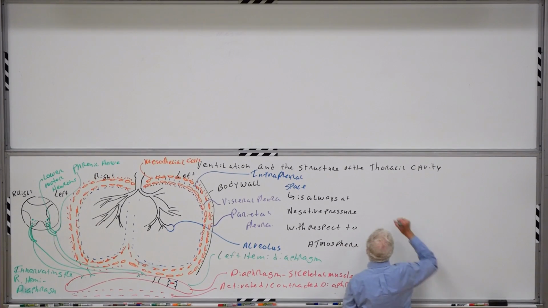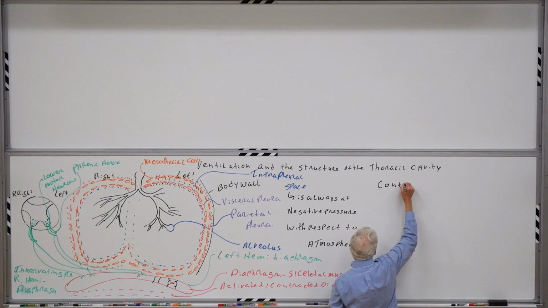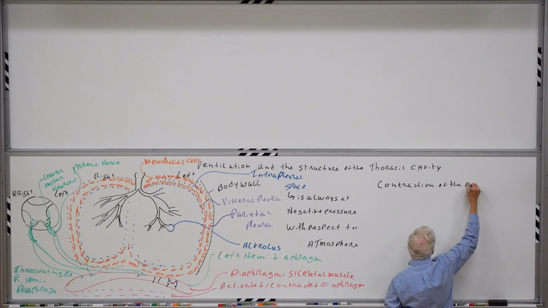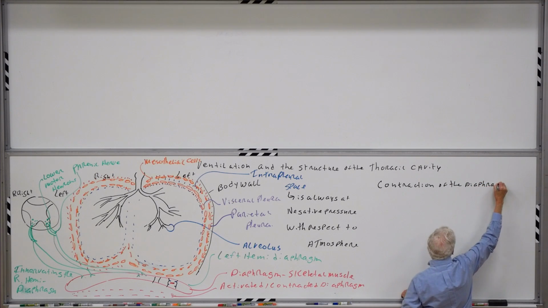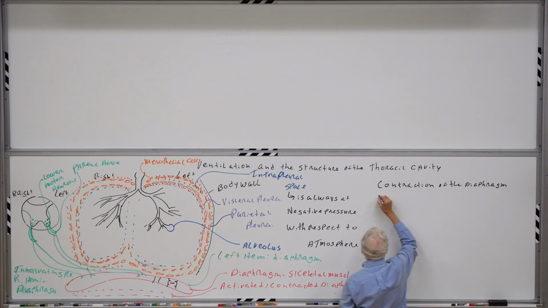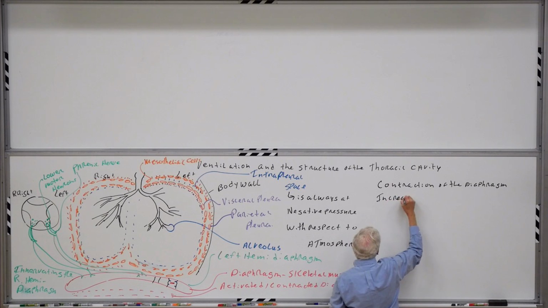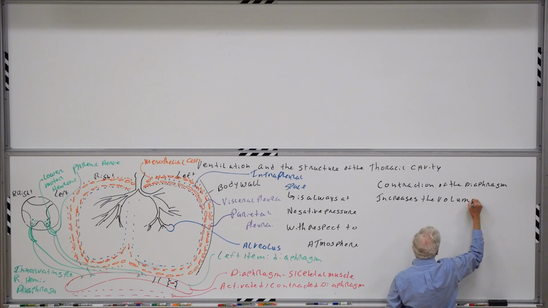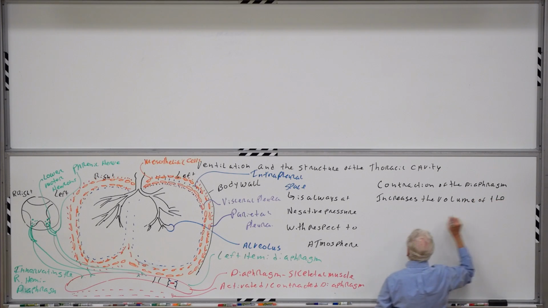So we can now spell this out. We can say contraction of the diaphragm increases the volume of the thoracic cavity.